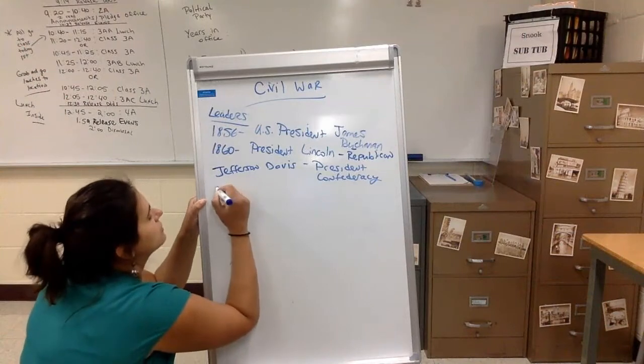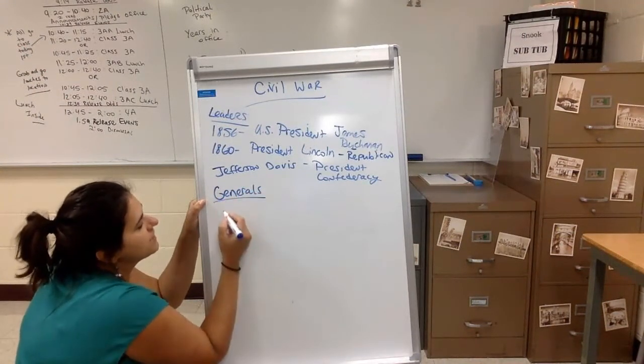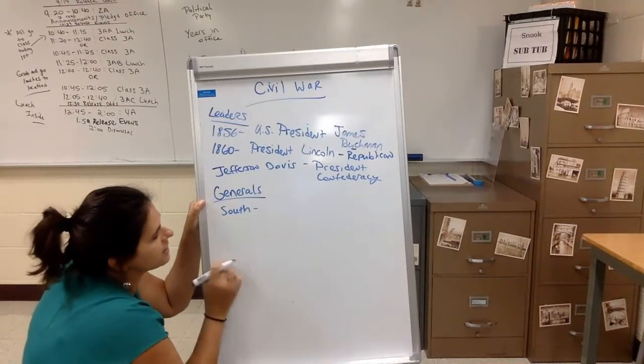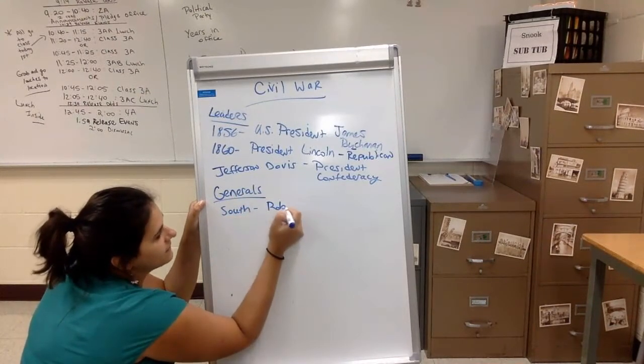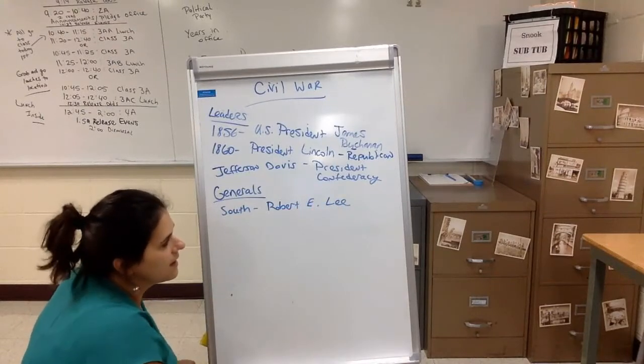Now let's talk about generals, okay? We've got a couple of major generals to talk about. The first one is the general for the South, or the Confederacy, or Confederate States of America. We've got Robert E. Lee. If you've ever watched Dukes of Hazzard or any show like that, you've probably heard of him before.